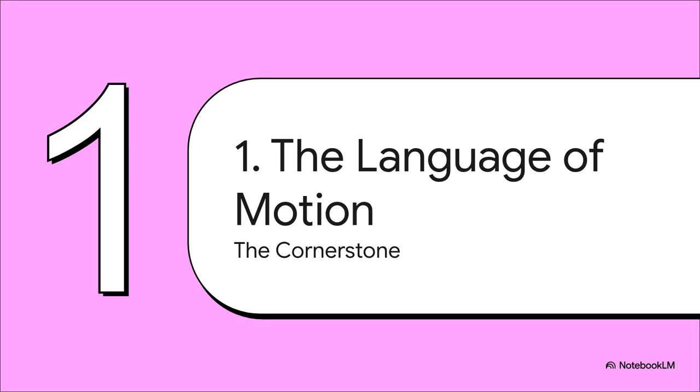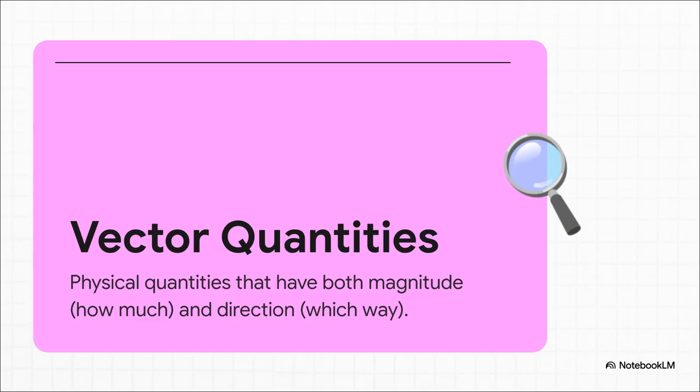Okay, first up, the language of motion. We've got to start with the absolute building block, the one concept that everything else is built on. So here's the thing. In physics, just saying how much of something you have, well, it's often not enough. You also have to say which way. That's a vector quantity. Think of it like this. Saying you're driving 50 miles per hour is just a number, but saying you're driving 50 miles per hour north, now that's a vector. It's got magnitude, the 50, and direction, the north.